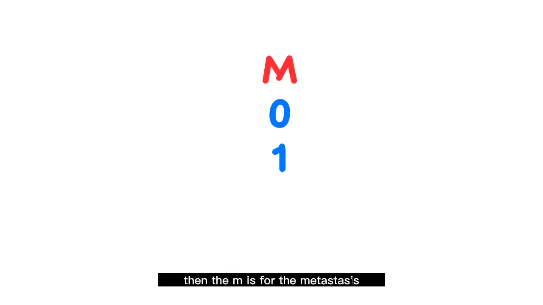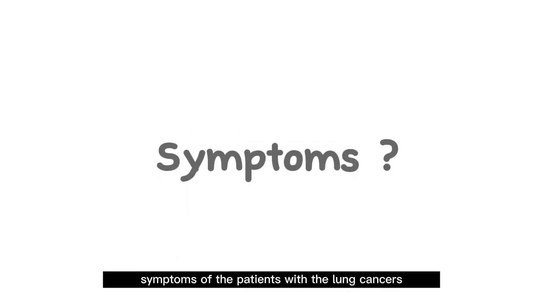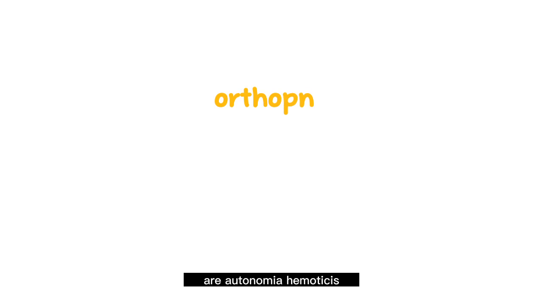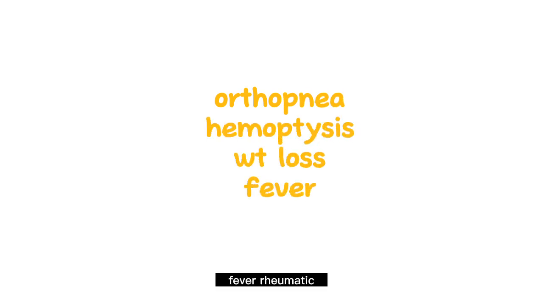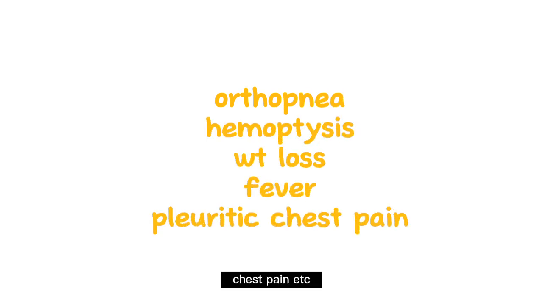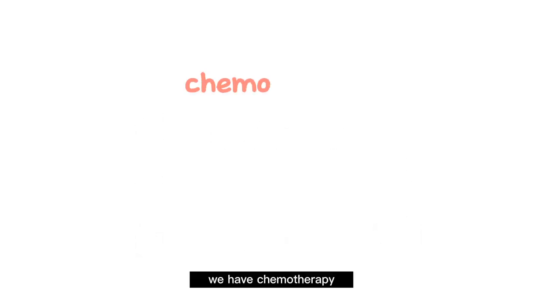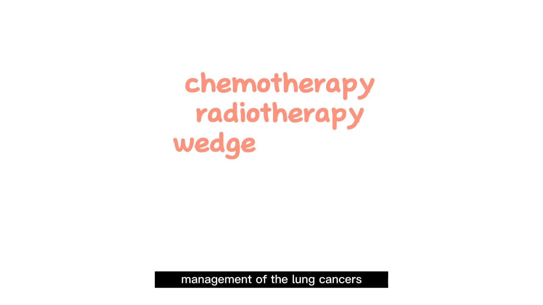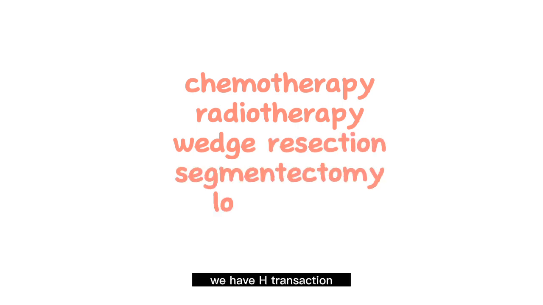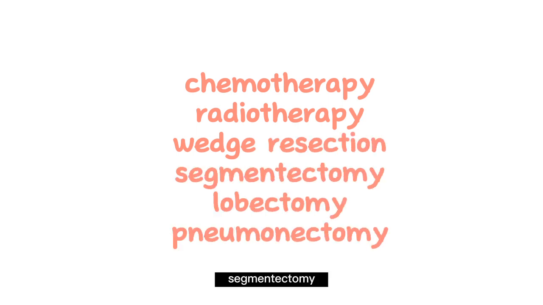Then the M is for metastasis, and here 0 means that it hasn't metastasized, while 1 means it has metastasized. Symptoms of patients with lung cancers are orthopnea, hemoptysis, weight loss, fever, pleuritic chest pain, etc. Now for the management, we have chemotherapy and radiotherapy. For the surgical management of lung cancers, we have wedge resection, segmentectomy, lobectomy, and pneumonectomy.